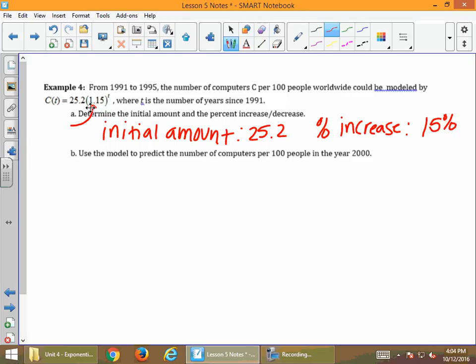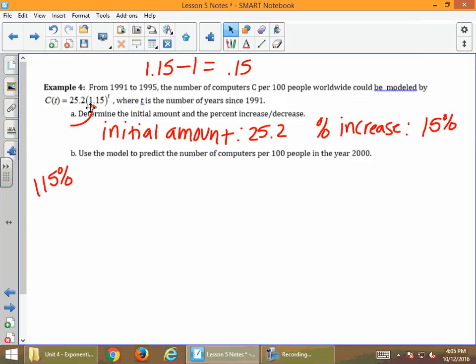Couple ways to think about that. Again, just subtract it from 1, and you get 0.15. 0.15 as a percent is 15%. You can also convert what's inside. So 1.15 as a percent is 115%. Well, how much did you go over 100%? By 15. So your percent increase would be 15%. How much did you go up by? From 100, you went up 15.